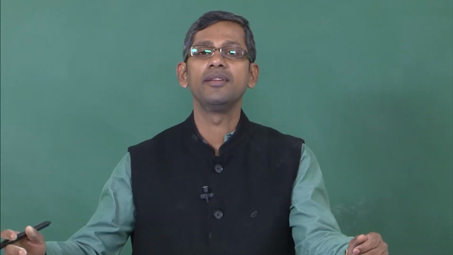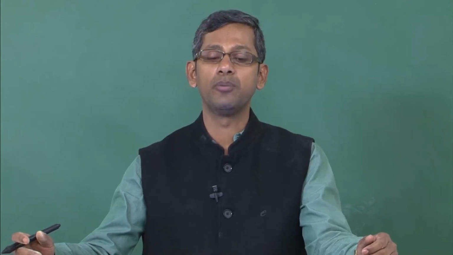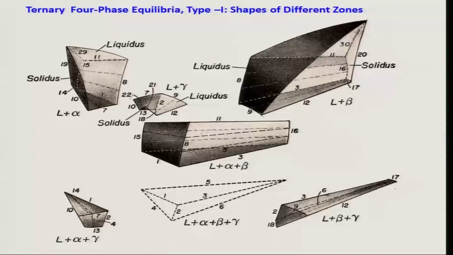Okay, so let us now discuss further on this ternary eutectic phase equilibria, type 1. I have already drawn and shown you some of the shapes. Here you see all the shapes together. What you see here are the shapes of the mixtures of phases, like liquid plus alpha, which has prism-like shapes, and liquid plus beta. This is the liquidus surface. Then you have three phase regions like liquid plus alpha plus gamma, liquid plus beta plus gamma, liquid plus alpha plus beta.